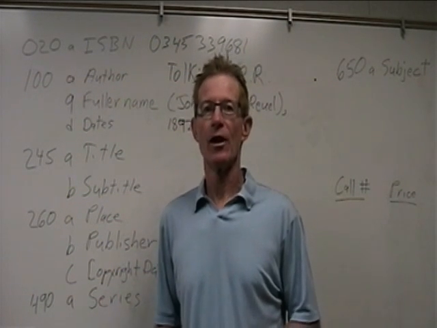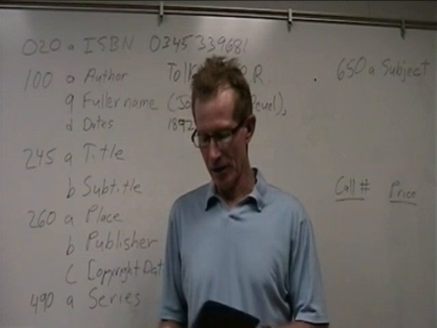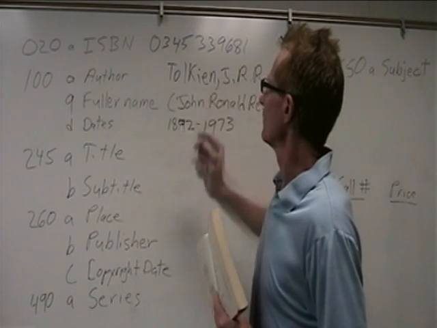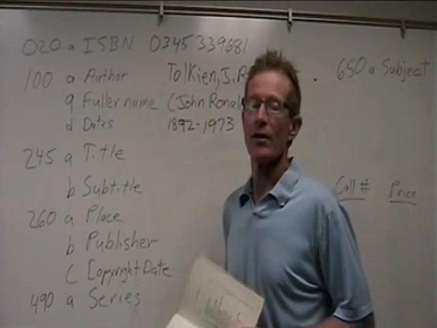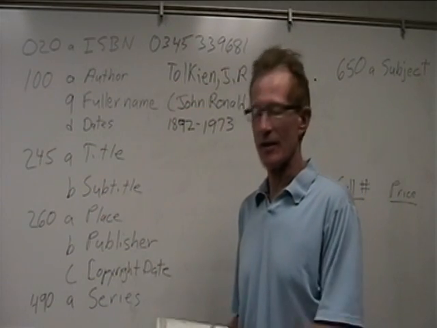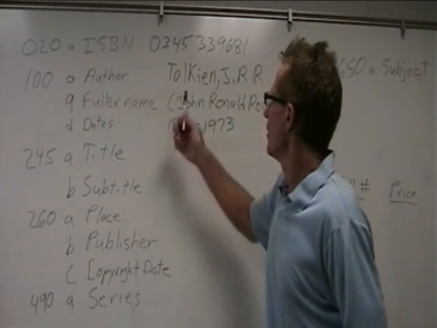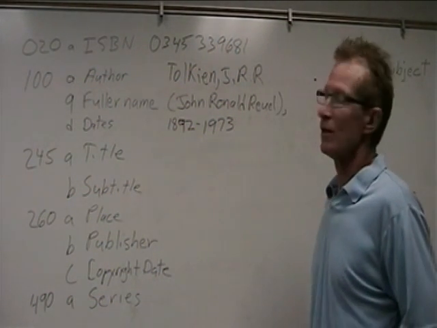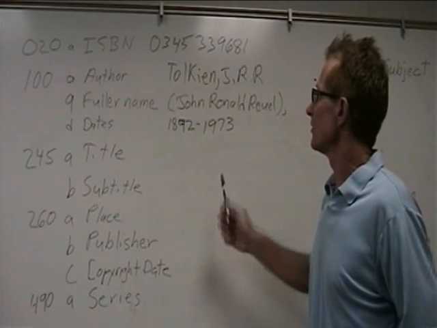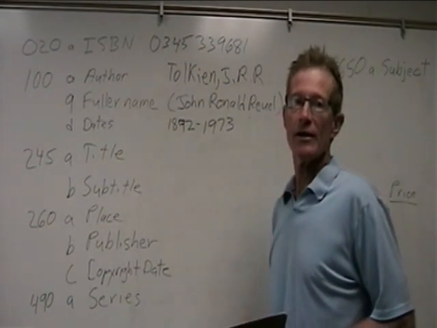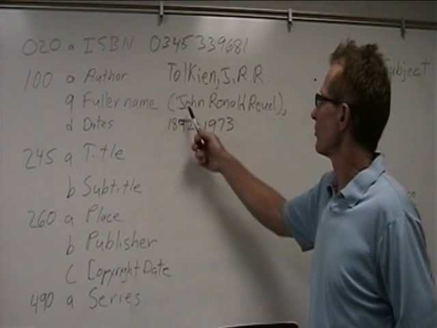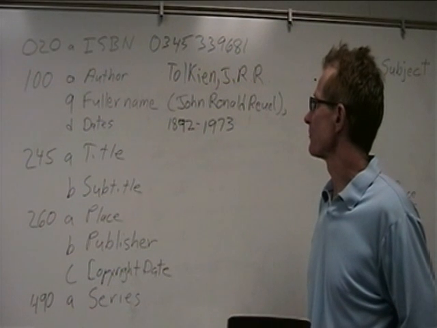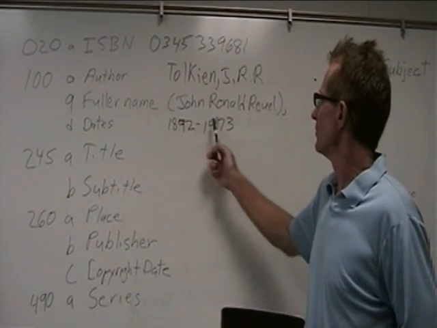So first of all, we want to look on the back of the title page. That's typically where you're going to find the ISBN. I've written it in here on the 020 field. The next thing we're going to look for, and this is going to be on the title page, is the author. Author goes last name Tolkien, comma, J.R.R. Tolkien. In this case, there is a fuller name. That's the subfield Q that goes in there, and you put that in parentheses. John Ronald Reuel is his actual name. And then for the dates, 1892 to 1973.